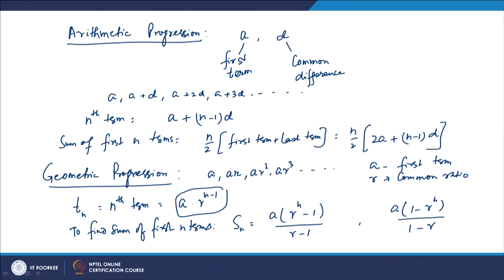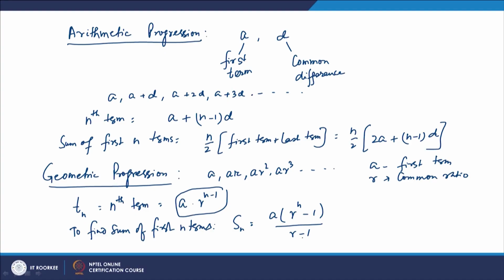In that case, once R is less than 1, both numerator and denominator will be negative. So you can use that also, but otherwise you use the formula A into 1 minus R to the power n divided by 1 minus R, depending upon whether the value of R is more than 1 or less than 1. This way you have the formula for Sn.